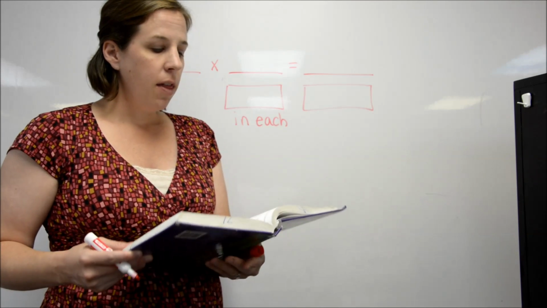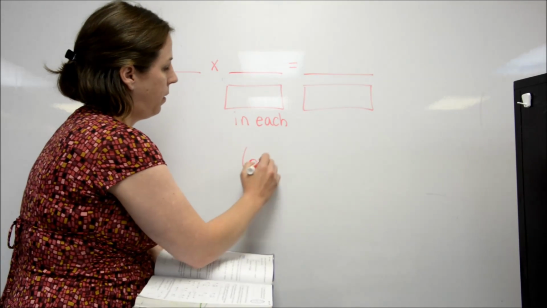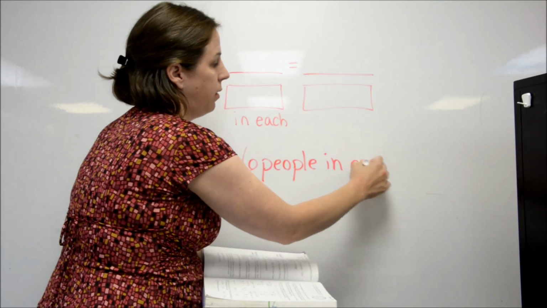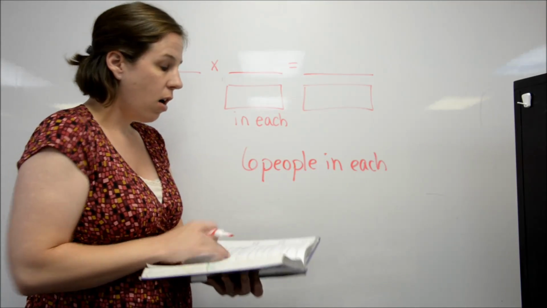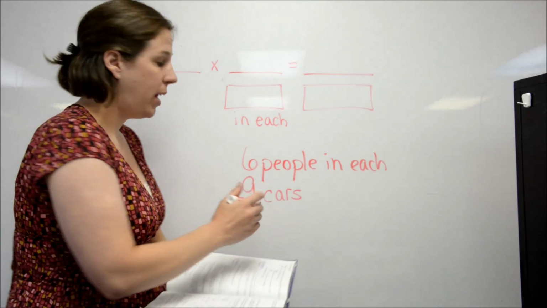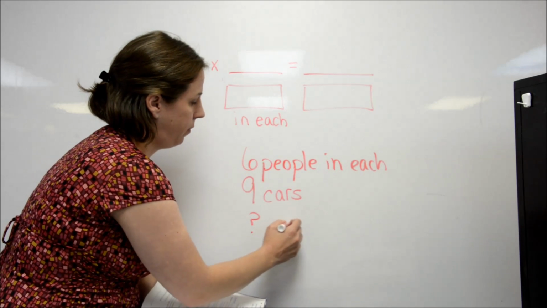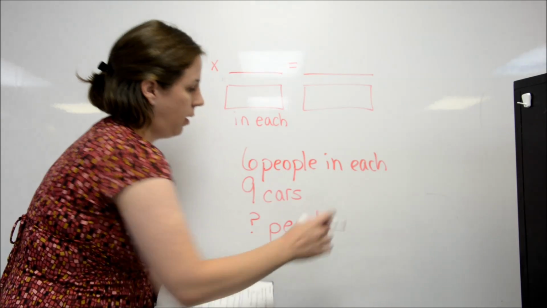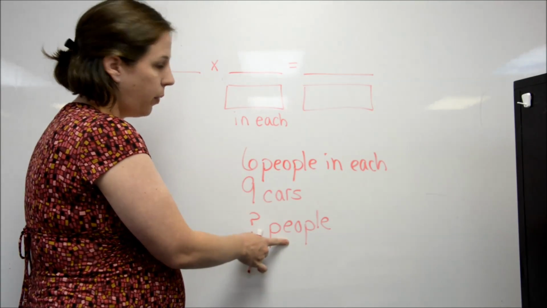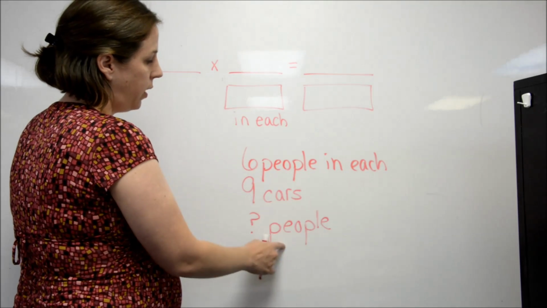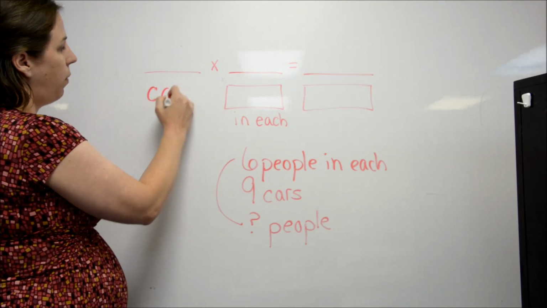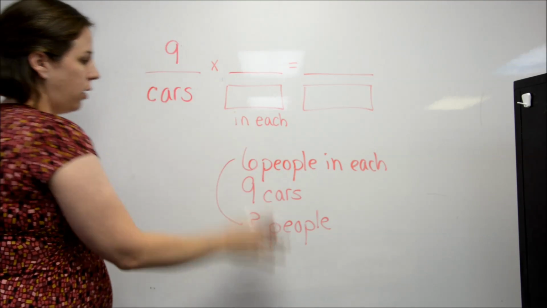Let's read that again. There are 6 people in each car. There are 9 cars. How many people? Let's look at what I have. I see the label people, cars, and people. Here is people and here's people, so I know these two have to go together. I know 9 cars, that's the oddball label, needs to go here.